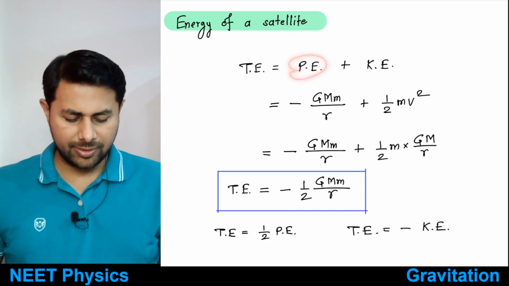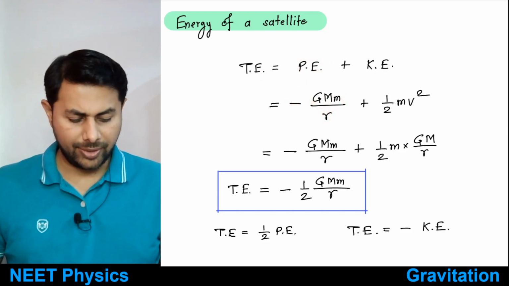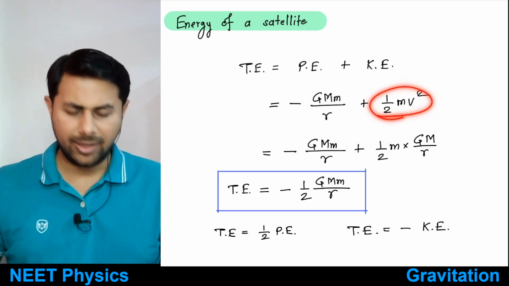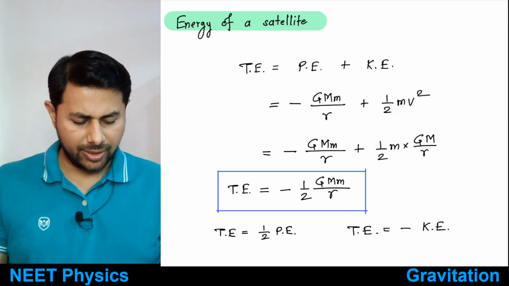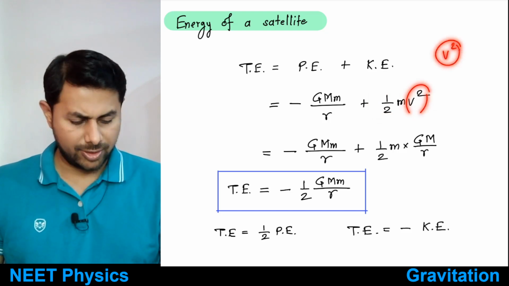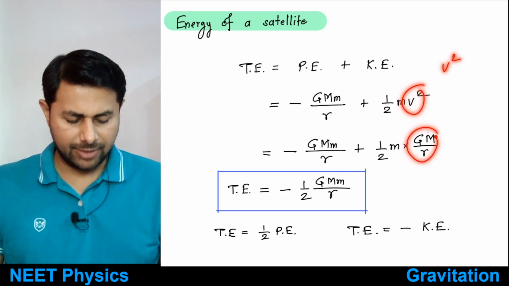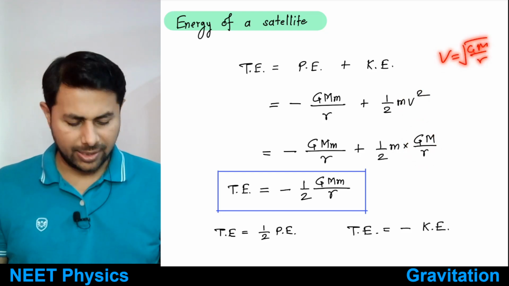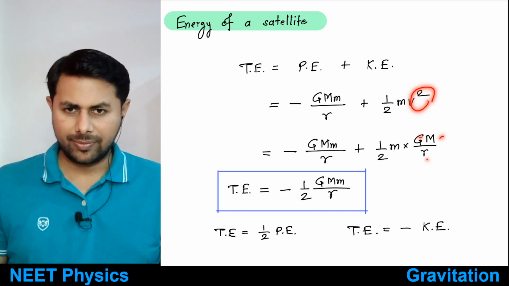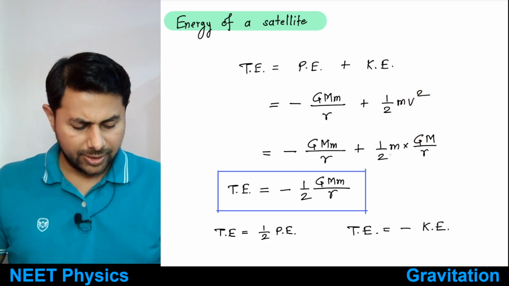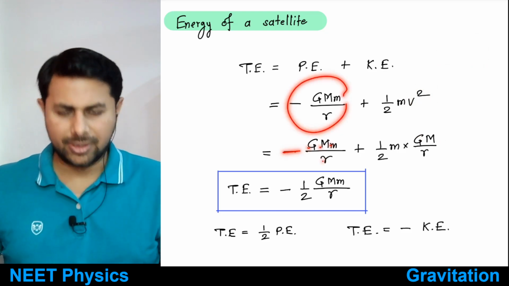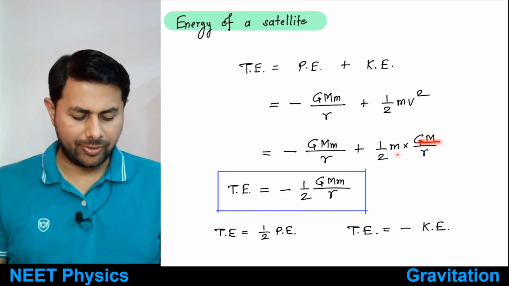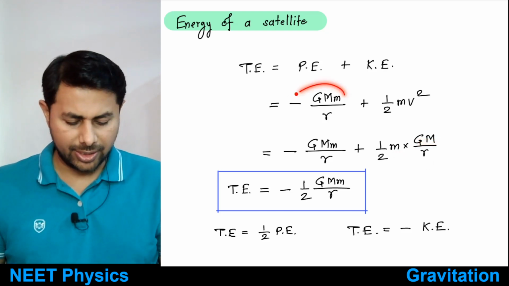So what is potential energy? Minus GMm divided by small r. What is kinetic energy? It is half of m multiplied by v squared. Then you put v squared, which is equal to GM upon r, because v is the square root of GM upon r for a revolving satellite. If you put that, the potential energy is minus GMm divided by r, and the kinetic energy is half of GMm over r.